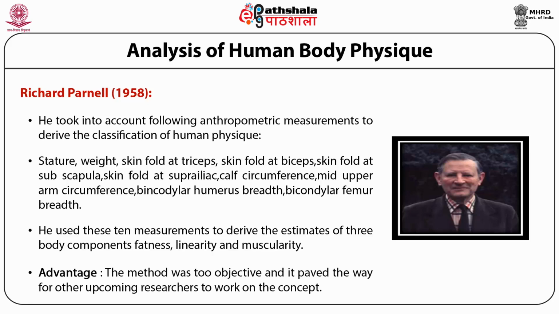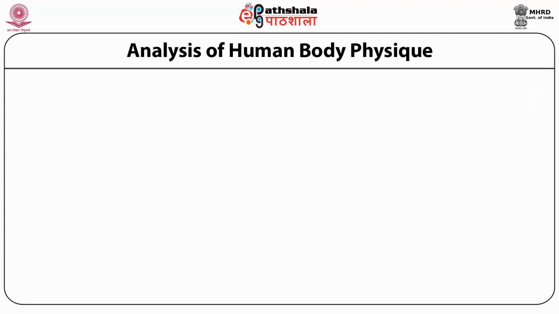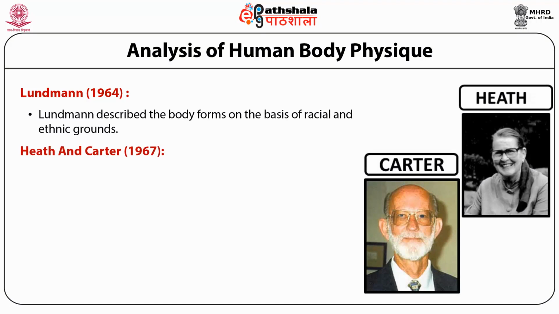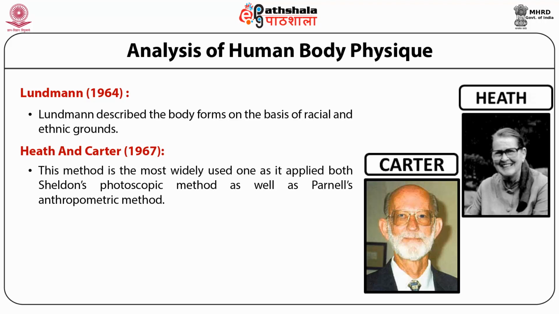Now let's see how Lundman described the body forms on the basis of racial and ethnic grounds. He used photographs, anthropometric indices, and other relevant physiological data. Heath and Carter's method was the most widely used one, as it applied both Sheldon's photoscopic method as well as Parnell's anthropometric method. The analysis involves anthropometry.